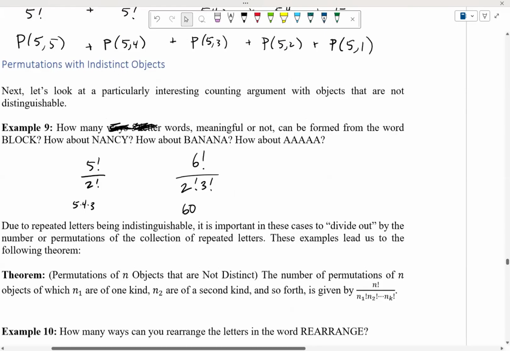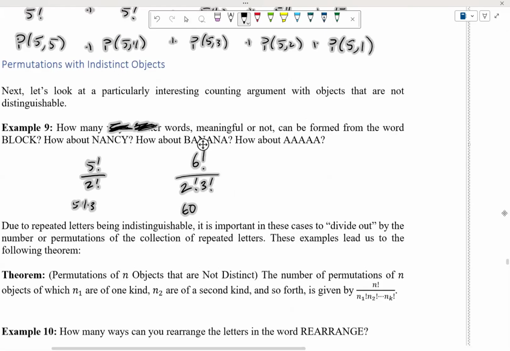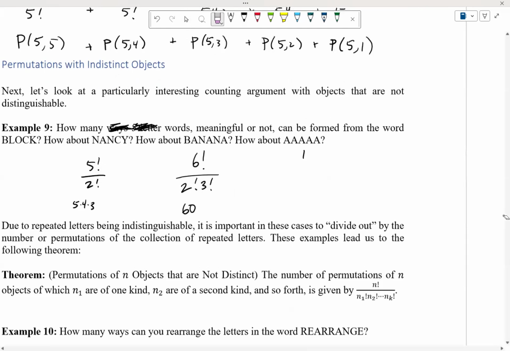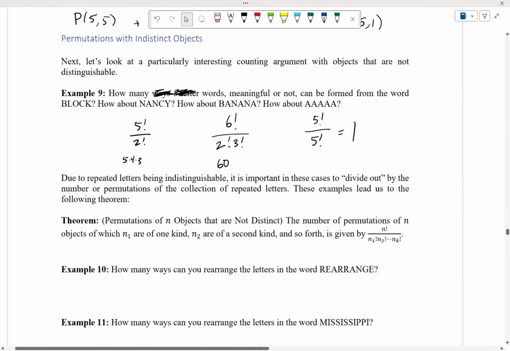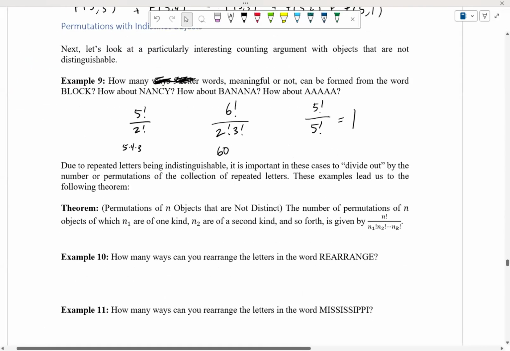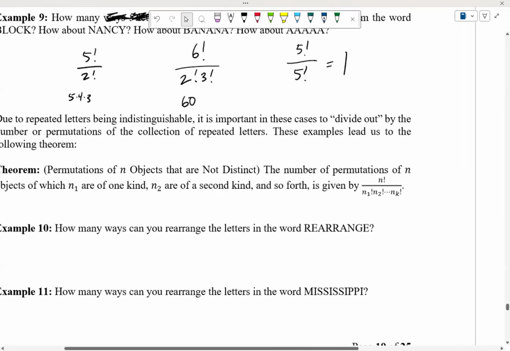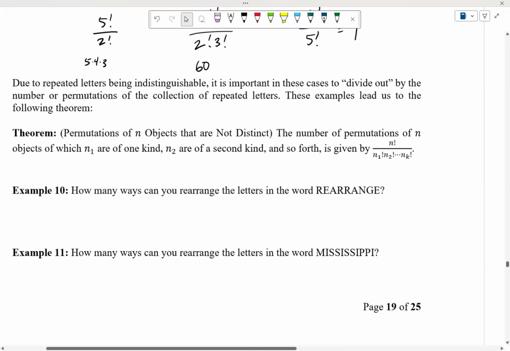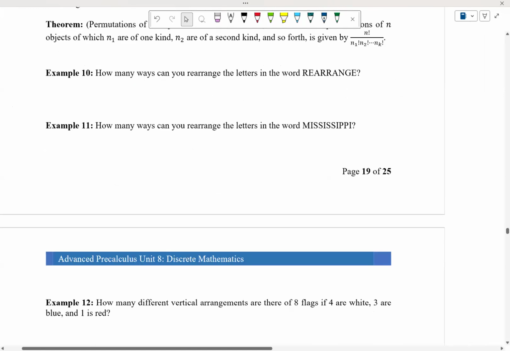Yeah, of course. And if we were to do this mathematically, it'd be 5 factorial divided by 5 factorial, which is already very intuitive. That's one way to make a word. No matter how you repeat, how you mix it up. So that's what this is. This other thing, a permutation of n objects that are not distinct. You have to divide through by the repeats.